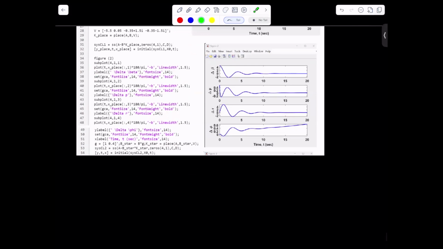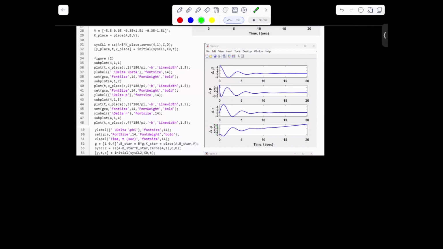If you notice carefully, beta, delta P, and delta R over time are stable. The oscillations die out and go to a stable condition. But the problem is delta phi. If you notice carefully, though in 15-20 seconds it was bounded, if you plot for a longer time, it is actually increasing. So it means the handling quality for delta phi is not good.